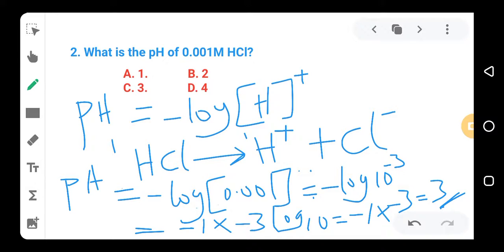You can also use your calculator directly and solve this by looking for minus log 0.001. It will give you 3. So the correct answer is 3, which is C.